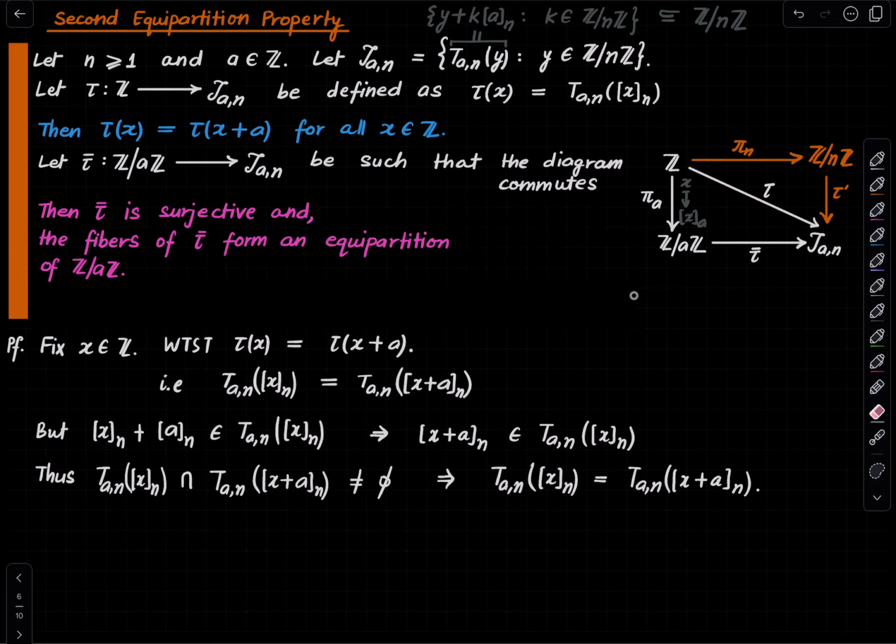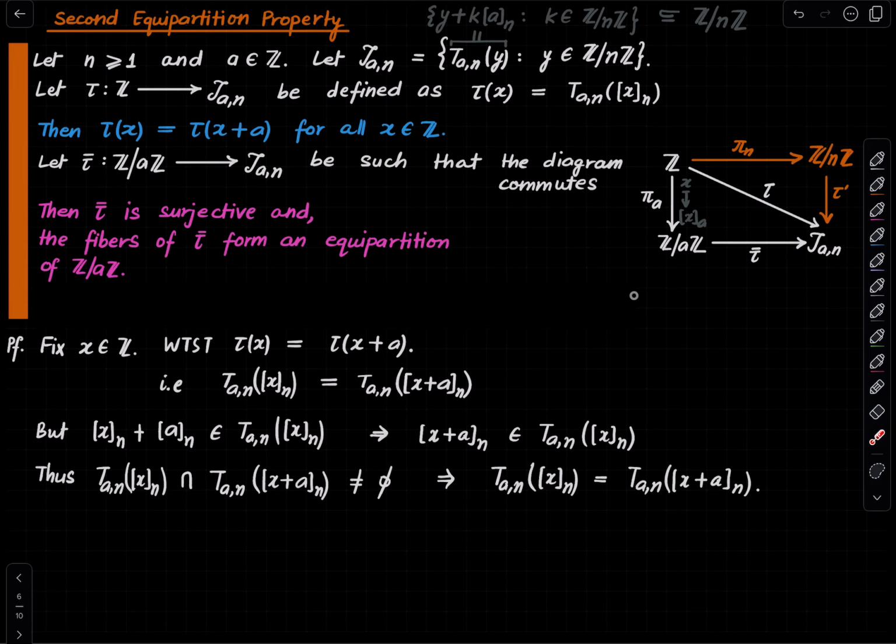Now, what the second equipartition property says is that the map tau bar is surjective. That's a very simple claim that we will get to. The main point is the fibers of tau bar form an equipartition of the domain of tau bar. The fibers of tau bar, or rather the non-empty fibers, but since tau bar is surjective, all fibers are non-empty. So the fibers of tau bar clearly form a partition because the non-empty fibers of any function partition the domain. We are saying it forms an equipartition of Z mod aZ, meaning any two fibers have the same size. Z mod aZ is a finite set, so every fiber is a finite set.